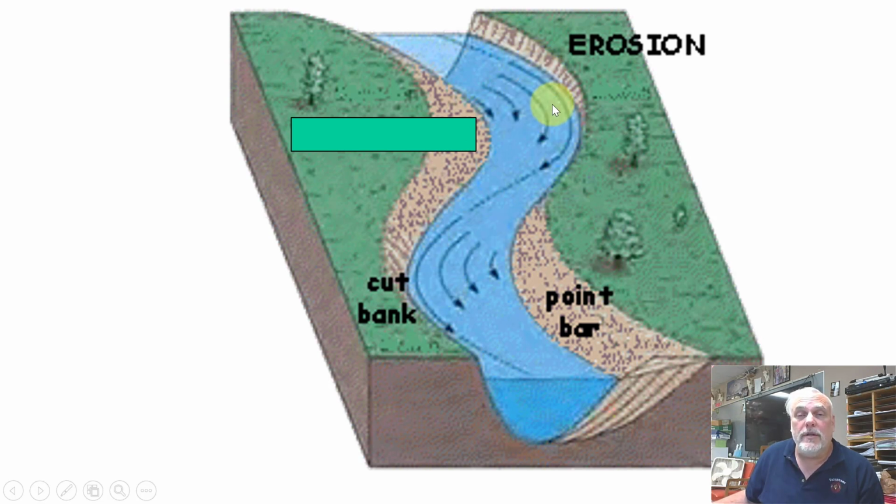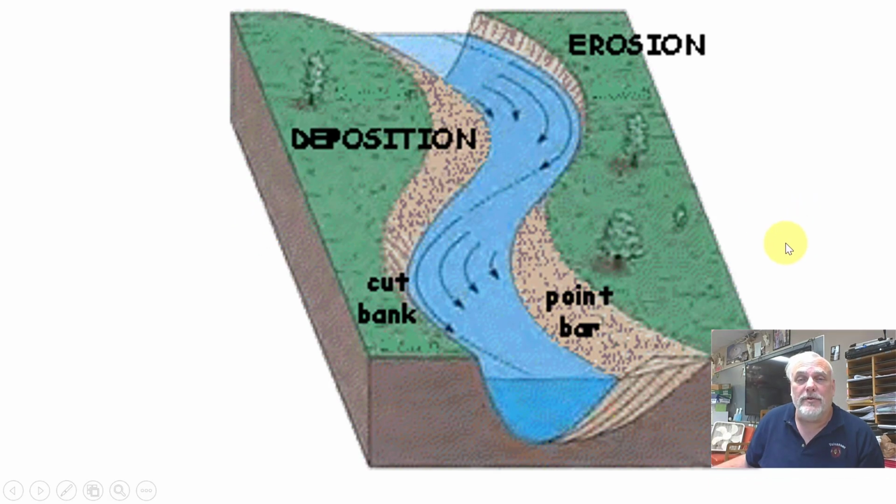The river here is going to be deeper. It's going to smash into this side of the wall. It's going to smash into this side of the wall here. It's going to be more shallow here, and it's going to be traveling more slowly here, and it's going to do deposition in this location and this location.